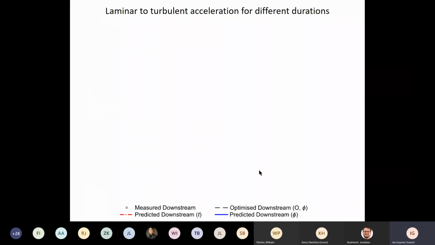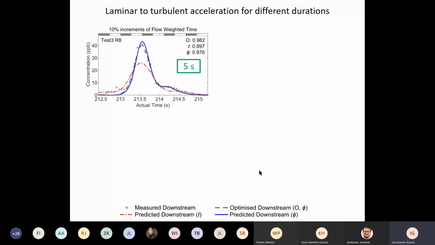The more interesting one is perhaps what we found when we went from laminar to turbulent. And again, this is the same sort of plot. The gray dots are the measured downstream concentration. The black line is the optimized fit. The red line is the prediction based on standard time, and the blue one is based on flow weighted time. Again, the flow weighted time is significantly better than the actual time predictions.